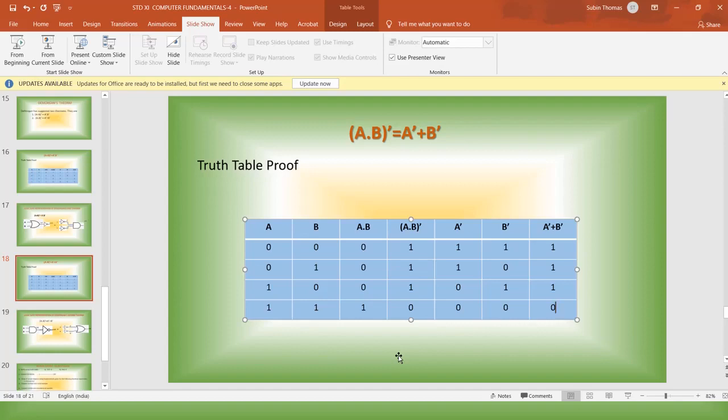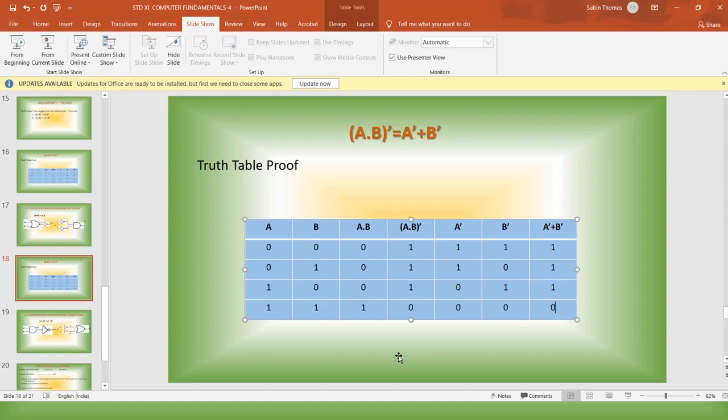The next step, we have to draw a logic circuit for De Morgan's second theorem. Can you say which is the first gate that you will use in the LHS? Which gate do you have to use first? Yes, it is the AND gate. How many inputs? 2 inputs. What are they? A and B. So A and B are the 2 inputs given to the AND gate, which will give you AB as the output.